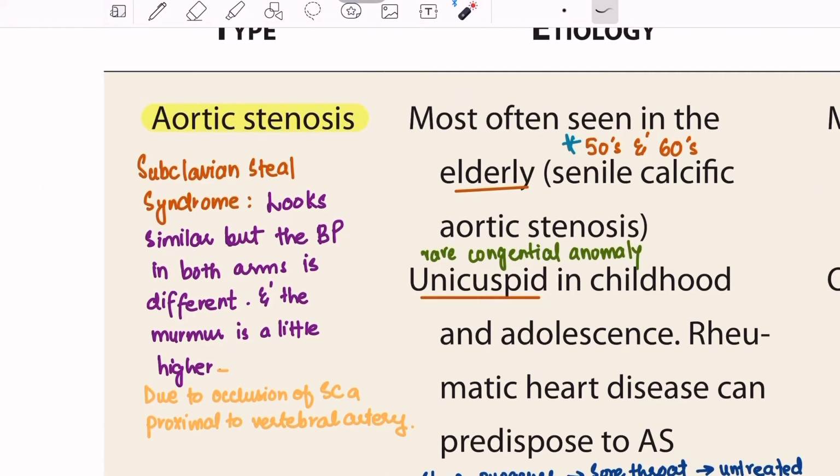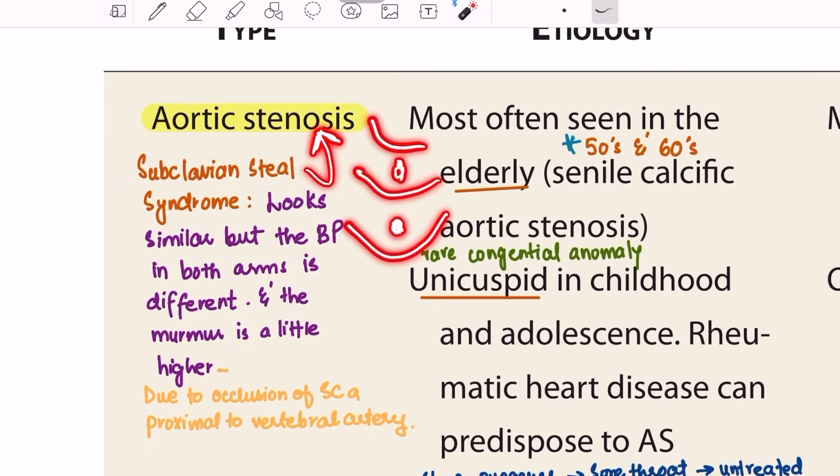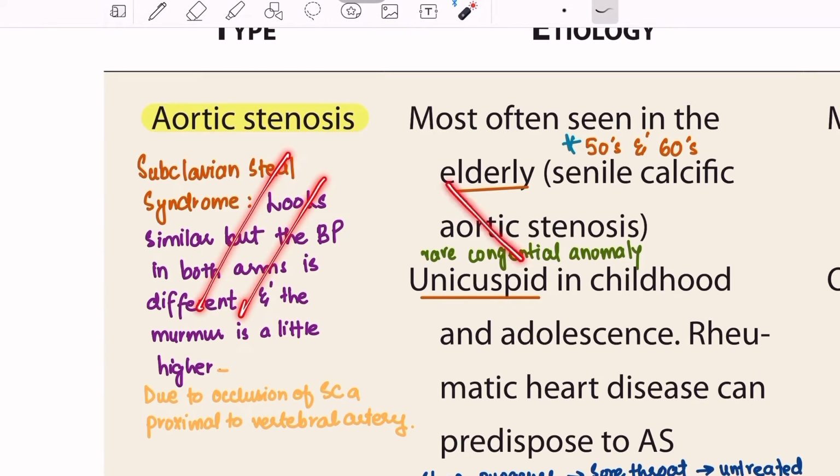One more thing I want to discuss is subclavian steal syndrome, which basically looks a lot like aortic stenosis but is different in two regards. The one being murmur will be heard a little further above, and another difference that you can find is that the blood pressure in both arms is going to be different. So the blood pressure in the right arm and the left arm is going to be different.